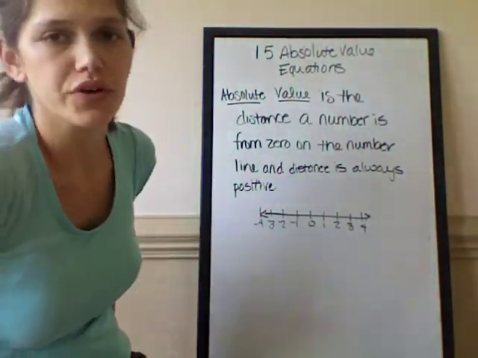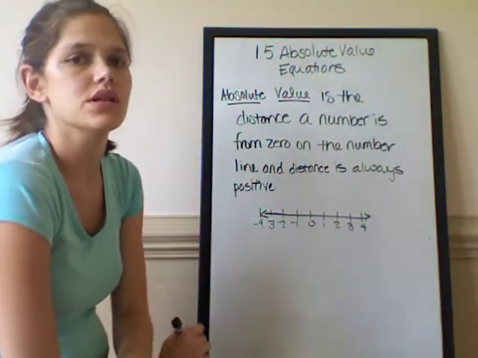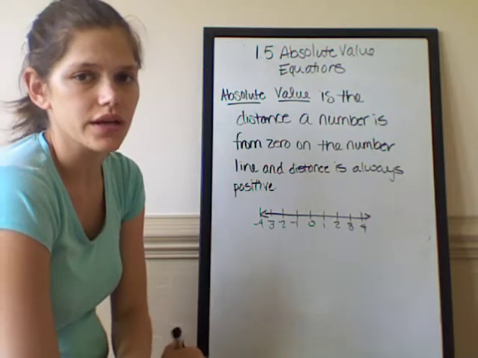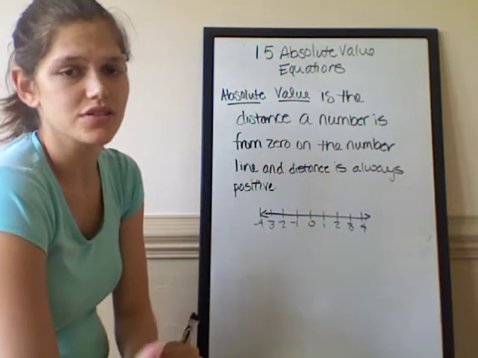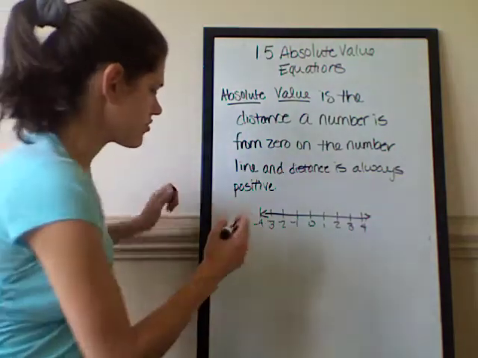Talk about absolute value equations. This is section 1.5. Absolute value is the distance a number is from 0 on the number line. And if you remember, distance is always positive. We can't go a negative distance. Okay, so let's look at some examples.